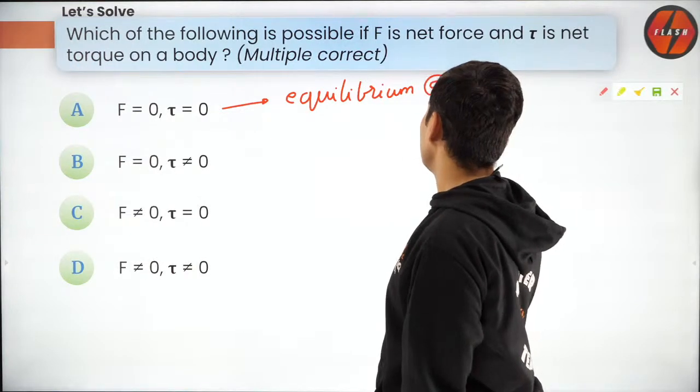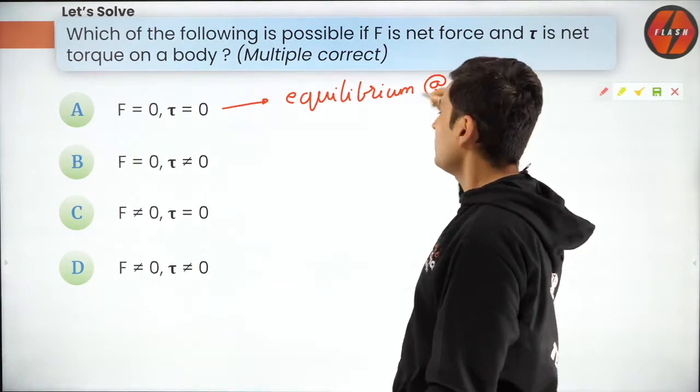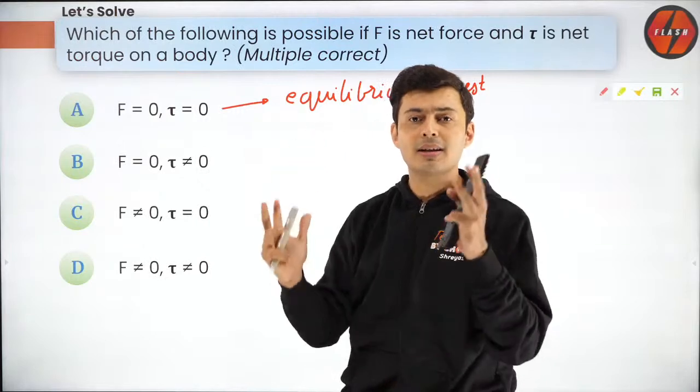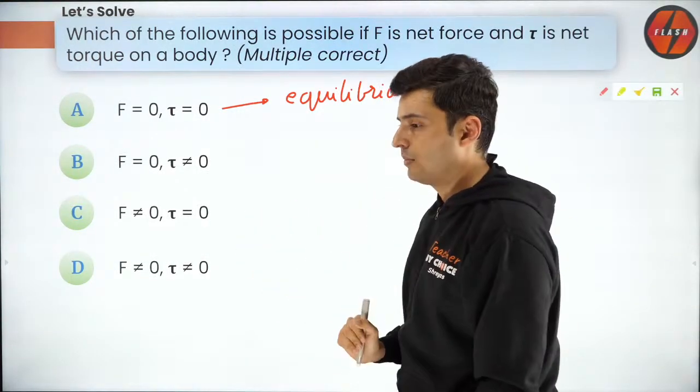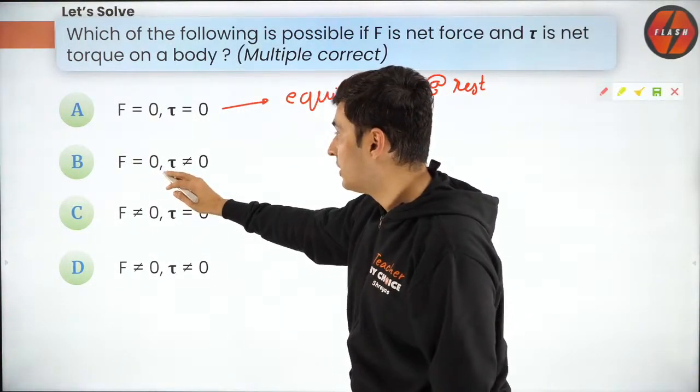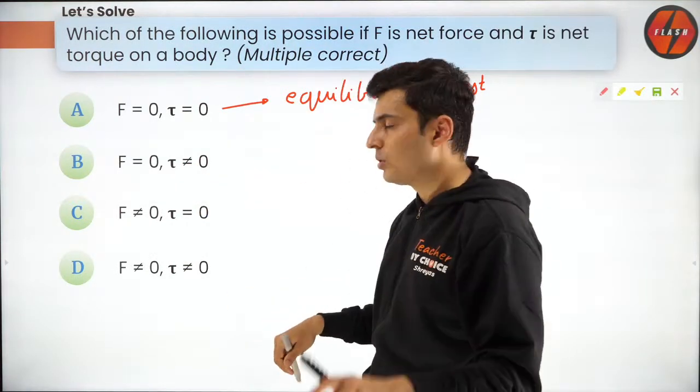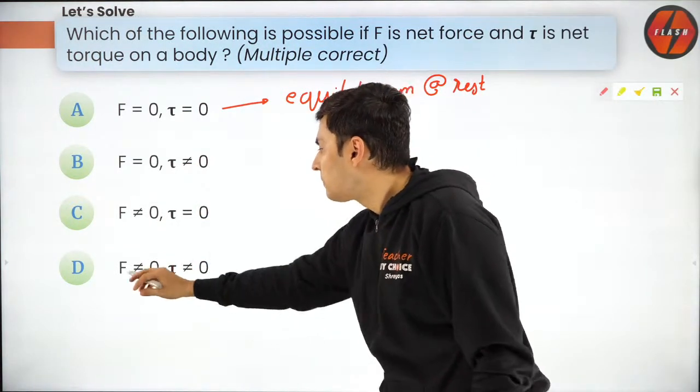Something like a body at rest is the best example of this. All the forces balance, the torque is also cancelling out. Next, force is 0, but torque is not 0. I'll come to that, but let's come to this example first.